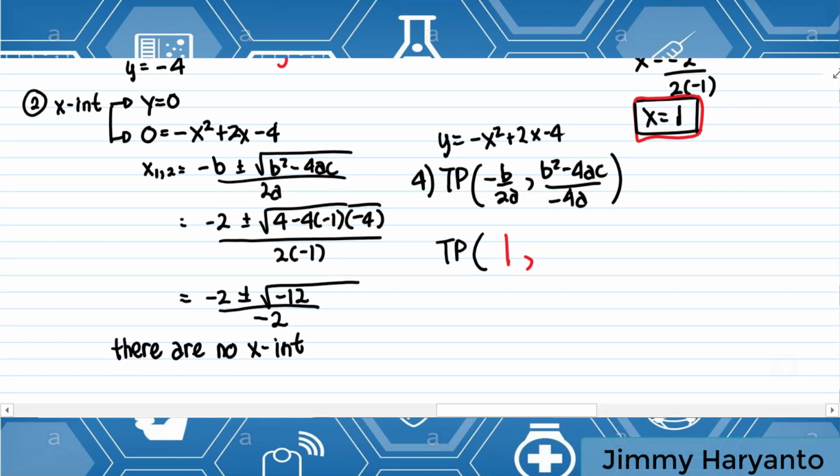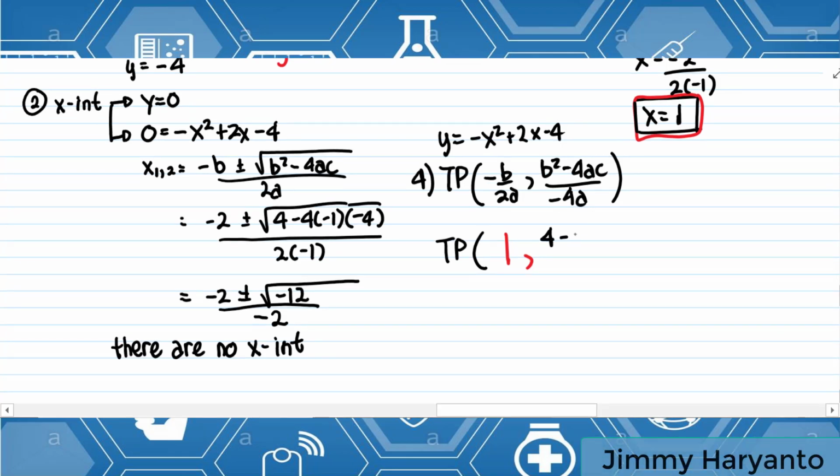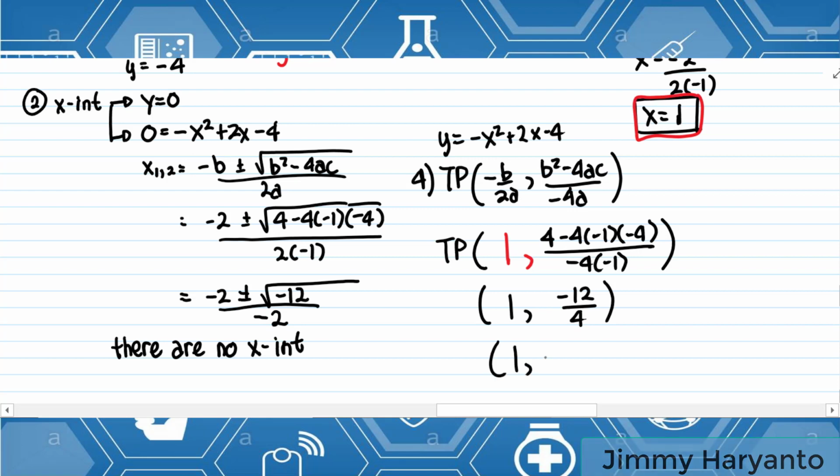For the y-value, b squared is 4, minus 4 times negative 1 times negative 4, over 4 times negative 1. It will be 1, negative 12, is that correct? Okay, over 4. So 1, negative 3. We already got the turning point.